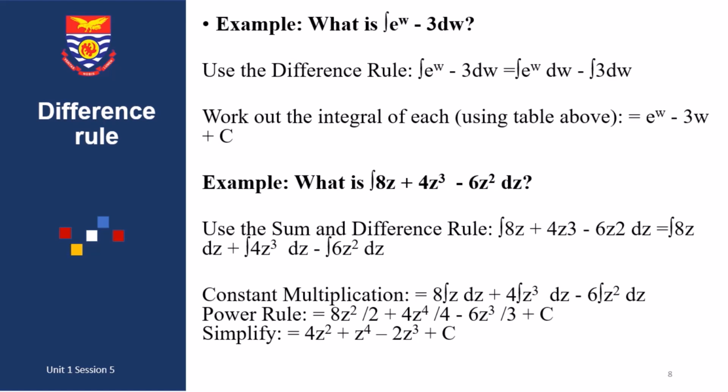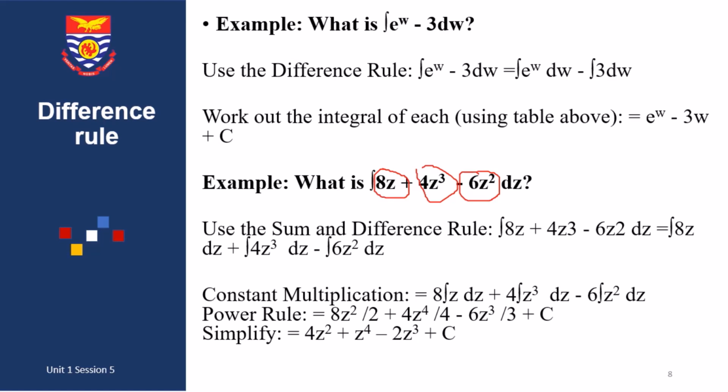So for instance, what is the integral of 8z plus 4z cubed minus 6z squared dz? To use the sum and difference rule, we are going to combine this. So you will need to find the integral of 8z first, find the integral of 4z to the power 3, find the integral of negative 6z to the power 2, then we add and subtract them.